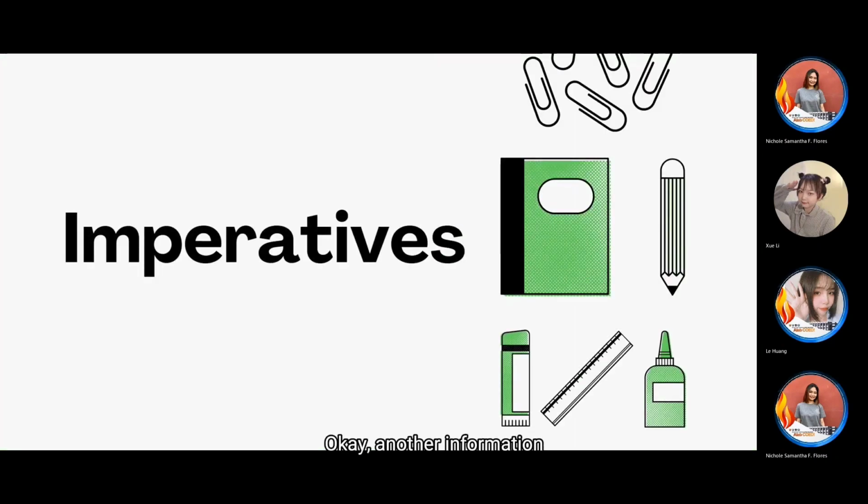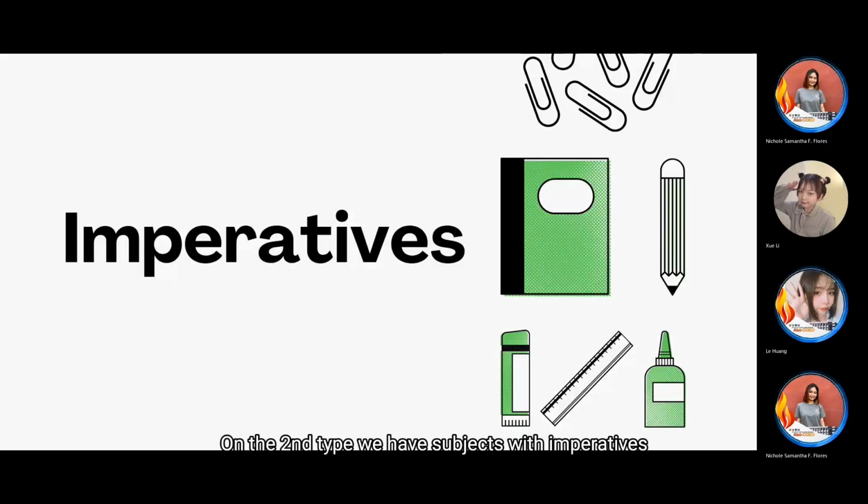Okay, another information: imperatives consist of four types. There are four types of imperative sentences. The first one is the negative imperative. In this type of imperative, we use the word don't, preceding the word that we use to make the sentence imperative, which is the verb.